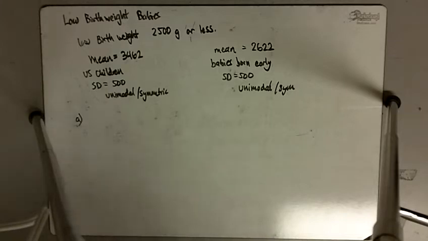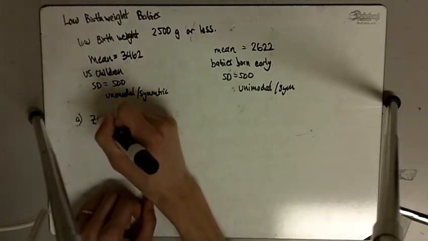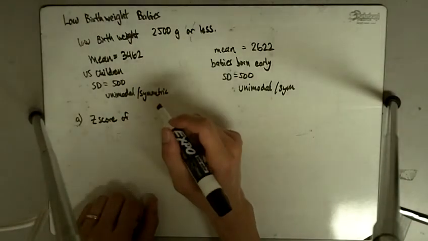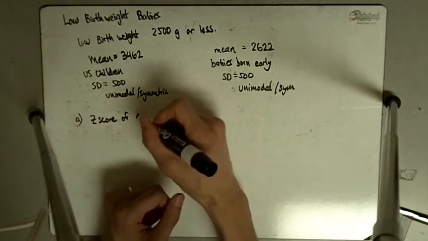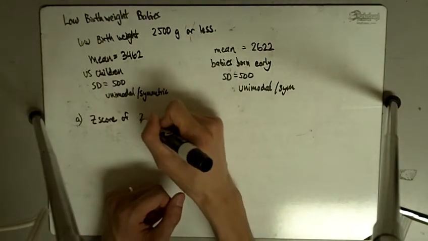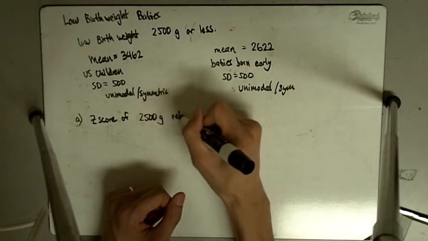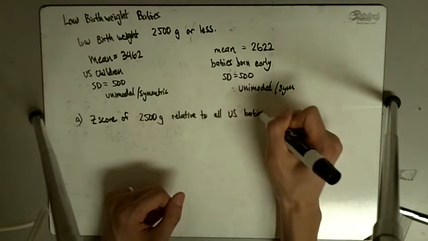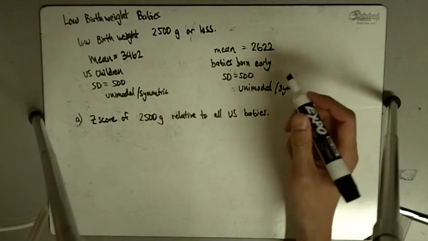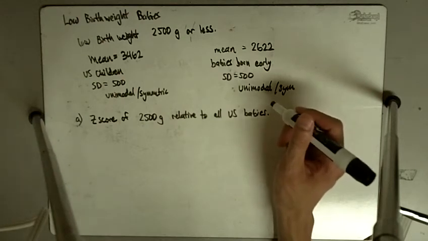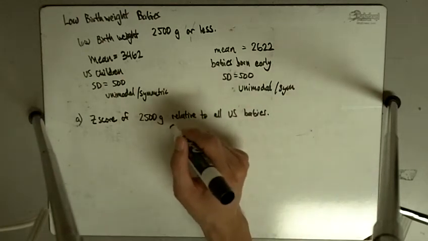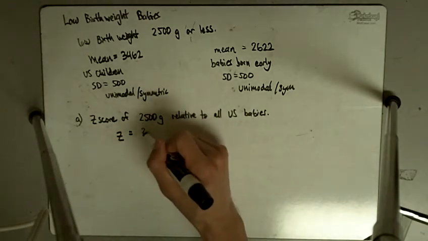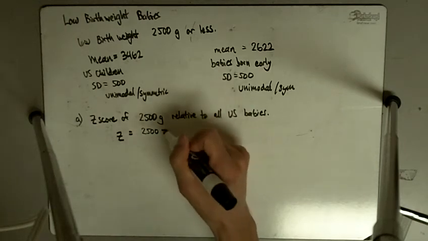And it says find the standardized z-score. What is the z-score of a birth weight of 2,500 grams relative to all US births? Okay, z-score of 2,500 grams relative to all US babies. And we want to know how many standard deviations above or below the mean are we when we have a baby that's 2,500 grams.